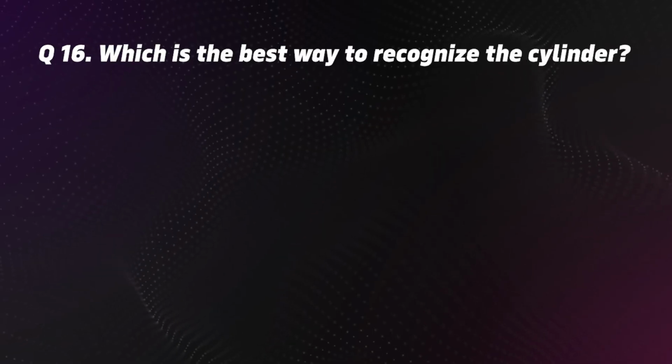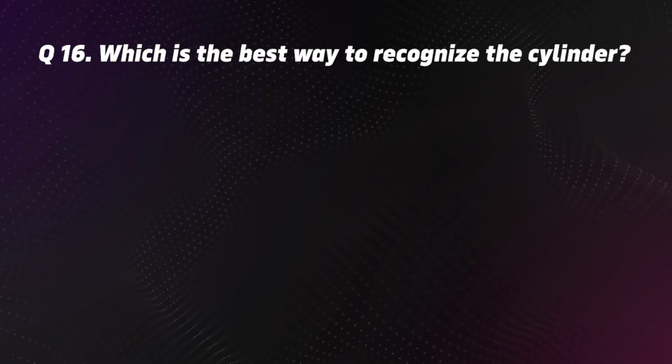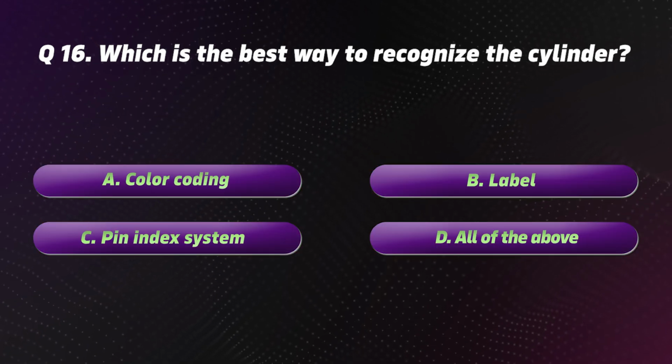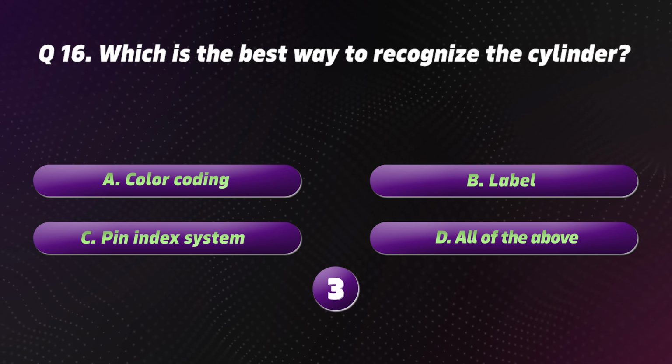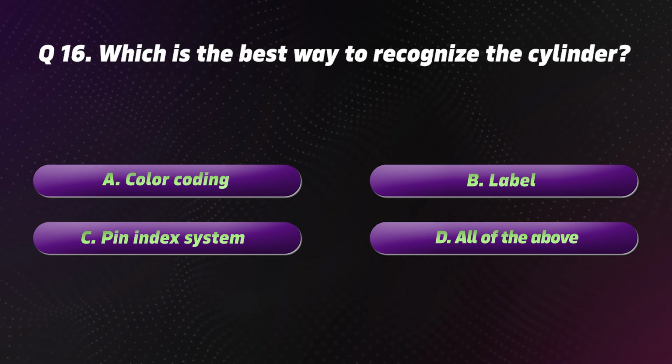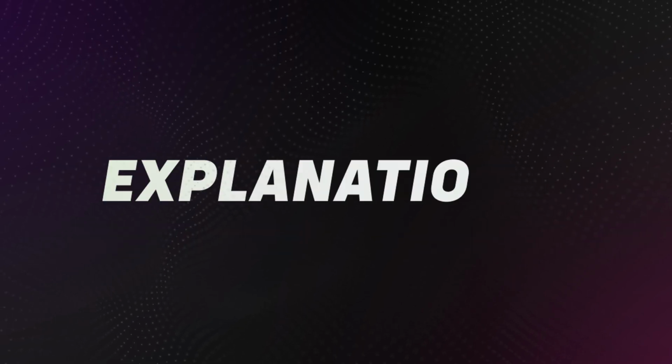Question 16. Which is the best way to recognize the cylinder? Here are the options. A. Color coding, B. Label, C. Pin index system, D. All of the above. And the correct option is B. Label. Here is the explanation.